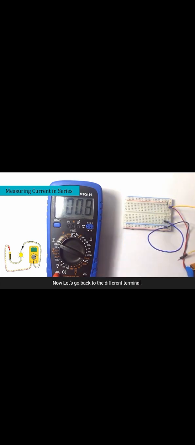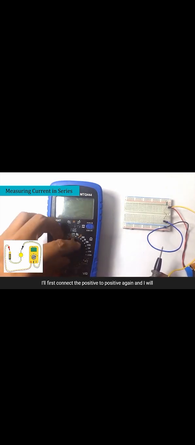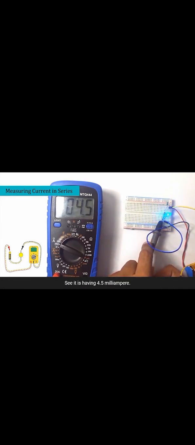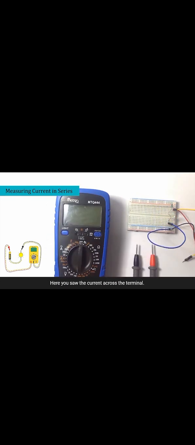Now let's go back to the different terminal. I'll first connect the positive to positive again, and I'll switch back to 200 milliampere, and I'll get back to the resistor again. See, it is having 4.5 milliampere. It is approximately 4.5 milliampere. Here you saw the current across the terminal, that is the series circuit, is same, but the voltage divides.